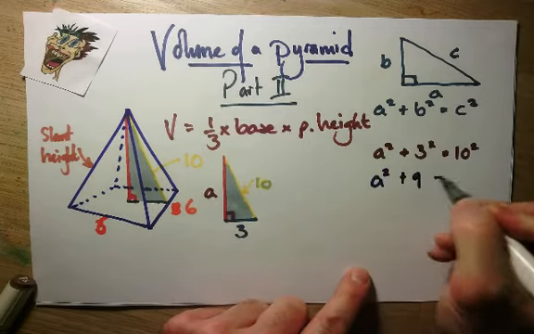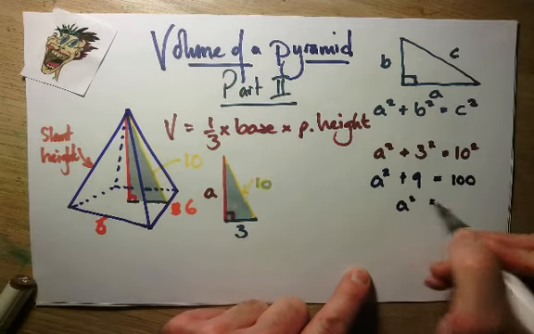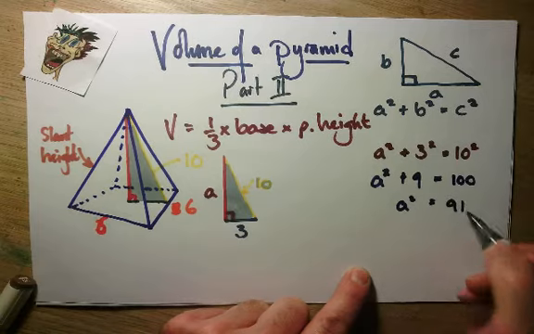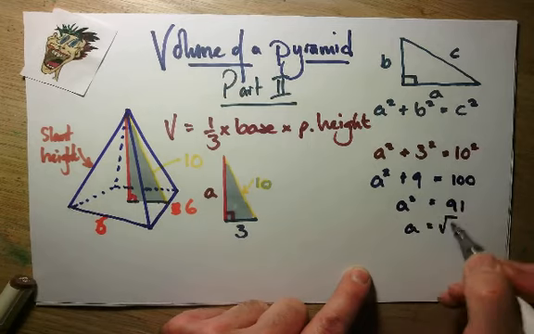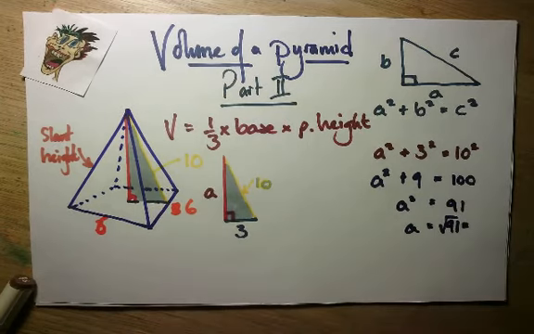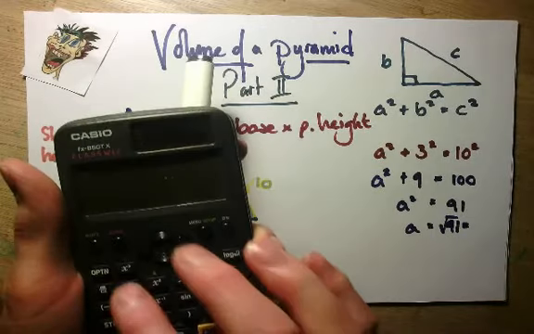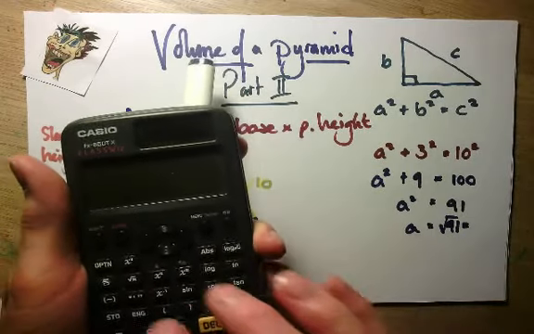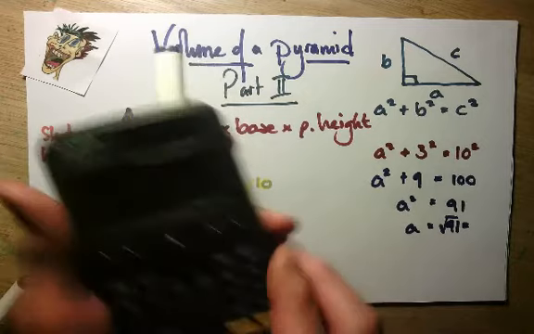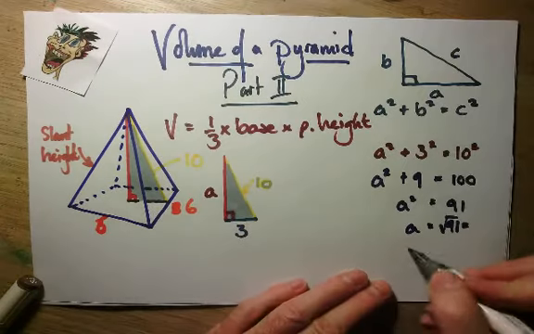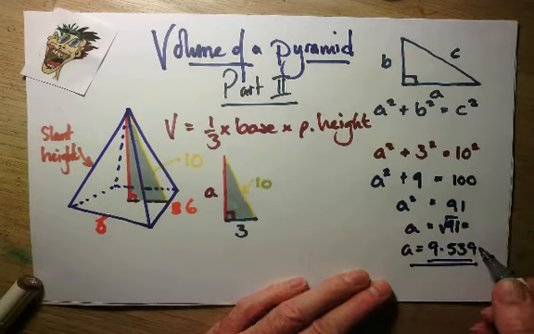Now I know what 3 squared is, it's 9. And I know what 10 squared is, 100. So I know that A squared is going to be 91, because I take away 9 from 100. Therefore A is the square root of 91. So I need my calculator for that. It's the square root of 91, which happens to equal 9.539. Don't round up until the very end, otherwise you get rounding errors.